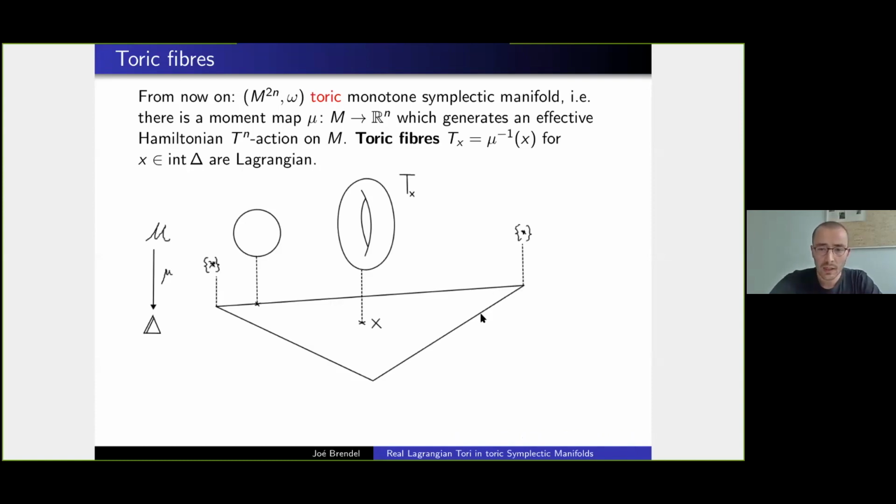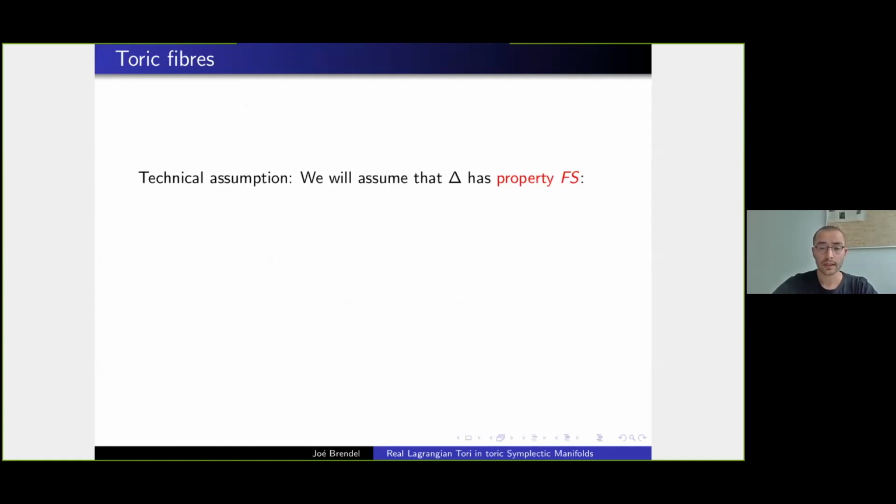So in the toric context, you always have a moment map which maps the manifold to a Delzant polytope, as I've indicated here. And then over the interior of the moment polytope, if you take pre-images, you get Lagrangian tori, and this is what I will call toric fibres, and those will be the first Lagrangians we'll deal with for this question of being real or not.